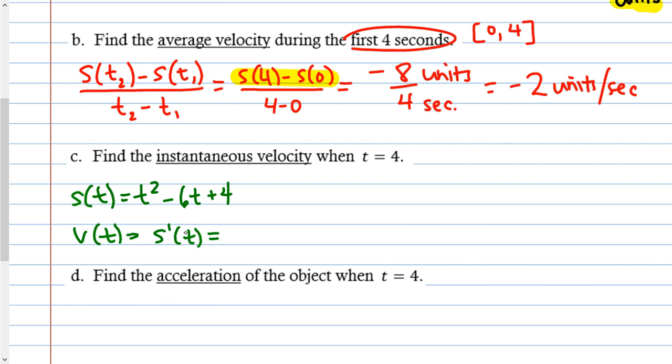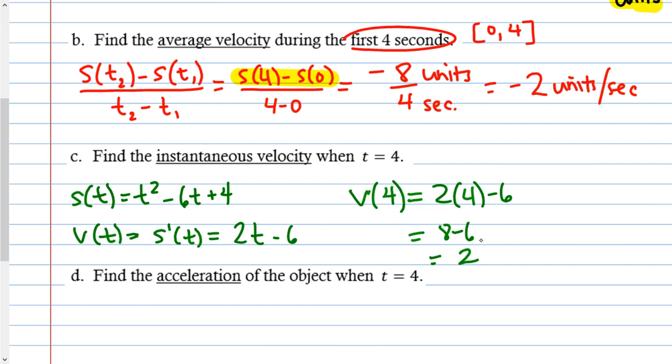So velocity is the first derivative of position. So I'm going to derive. So 2t minus 6. And so now that I have my derivative, velocity at 4 seconds is 2 times 4 minus 6. And that's 8 minus 6, which is 2. And that's my velocity. Again, I don't know units, but I'll write them down anyway. Units per second.